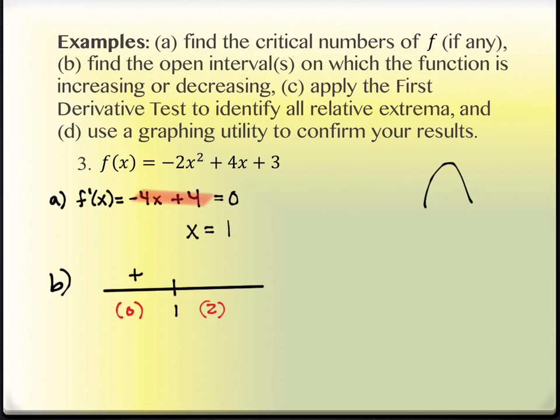If I put in 2, what do I get? Negative. Okay? So as mentioned before, last time, increasing and positive go together. Decreasing and negative go together. So I can identify that this is increasing from negative infinity to 1. Remember, we're using parentheses on either side of those. And it's decreasing from 1 to infinity.